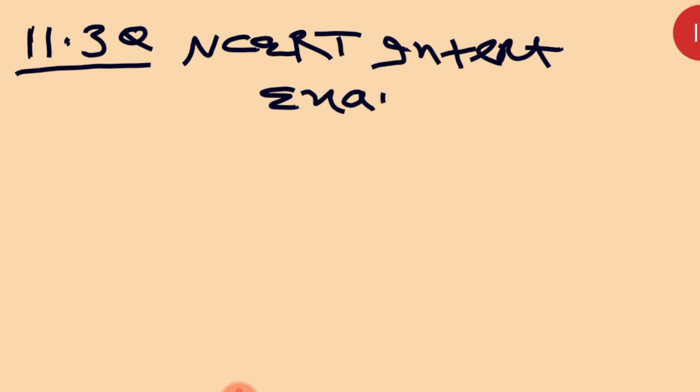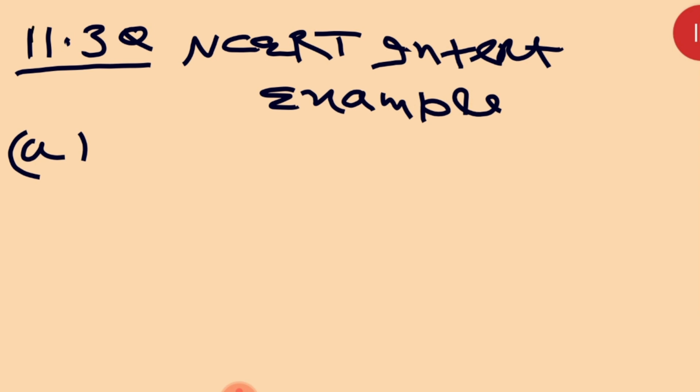Now we are going to discuss question number 11.3. This is an NCERT in-text example. In part A of this question, we have to arrange the following in the increasing order of their boiling points.